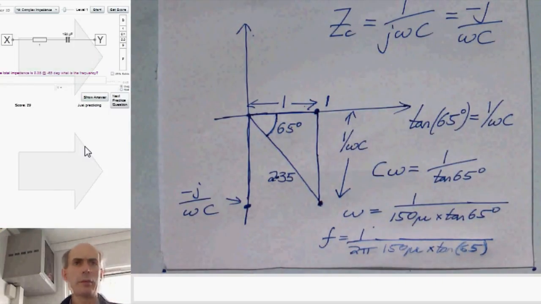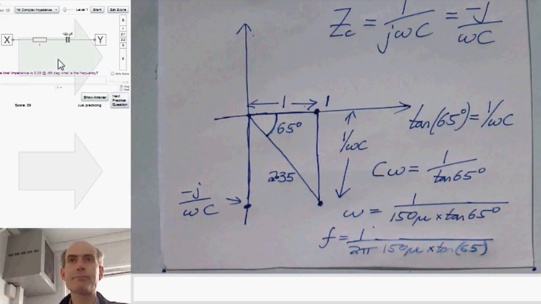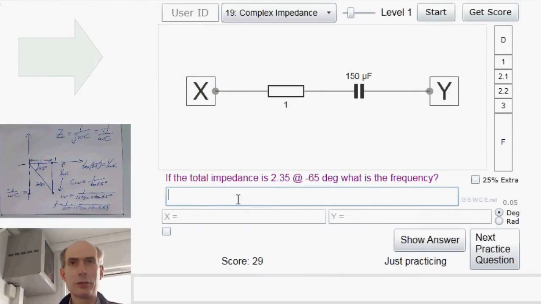Right, let's give that a try. Back in here, calculator should be able to handle that. 1 divided by 2 times pi times 150 microfarads times the tangent of 65 degrees.